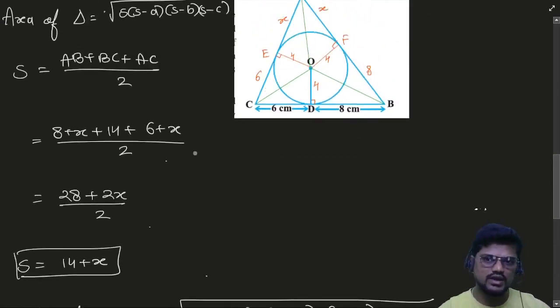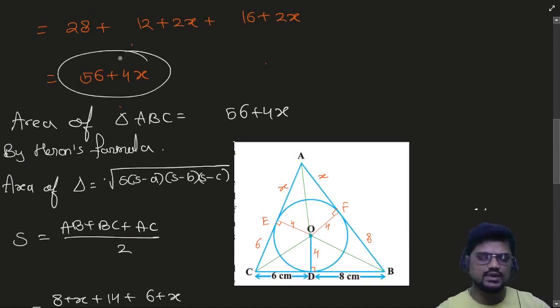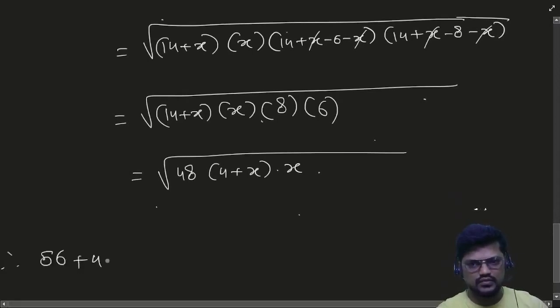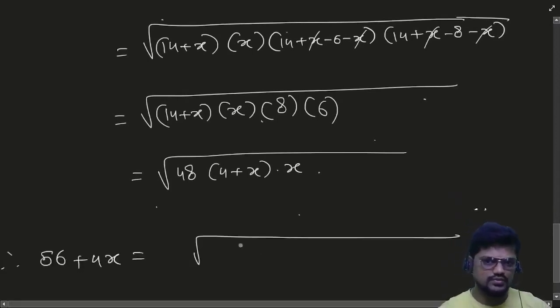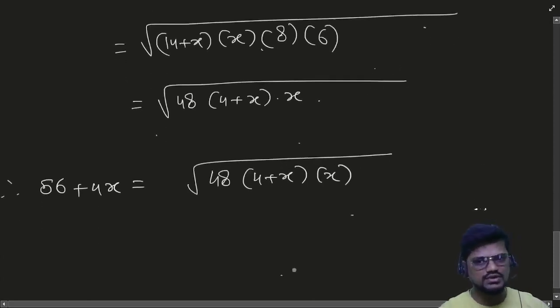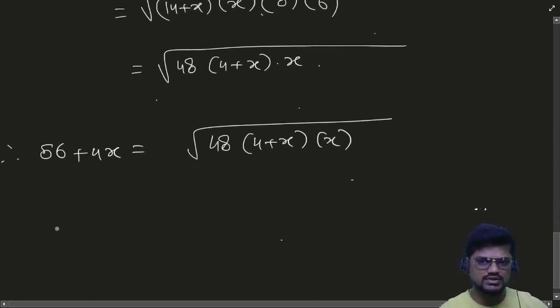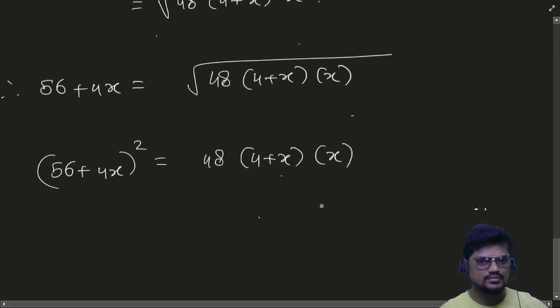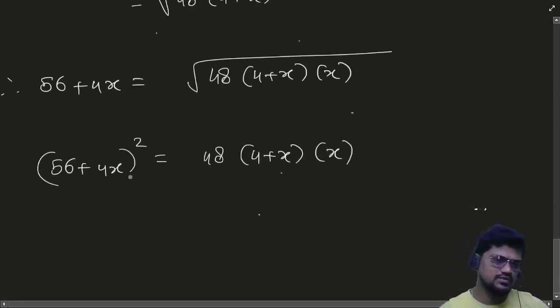But we know what the area of triangle ABC is. That is 56 plus 4x, which we found first. Therefore, 56 plus 4x will be equal to square root of 48 into 14 plus x into x. Now, if I do the squaring on both the sides, then what do I get? 56 plus 4x whole square will be equal to 48 into 14 plus x into x. Let's do the squaring of this.